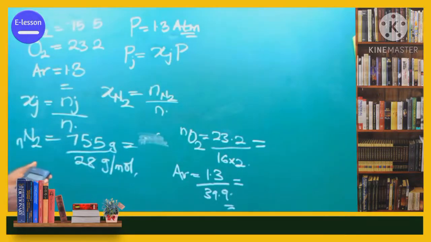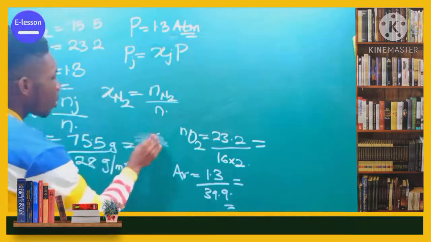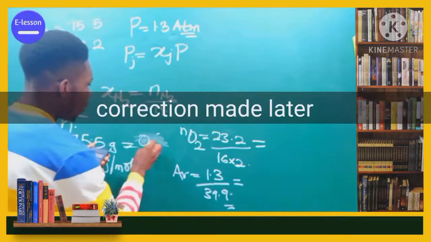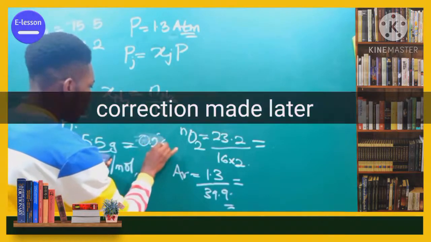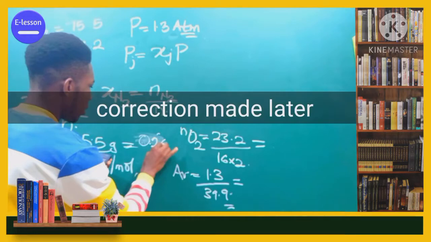If you calculate all this, you are going to get 75.5 divided by 28. This gives us 0.26. Alright guys, this was a mistake, it's supposed to be 2.69. It will be corrected later on in the video.